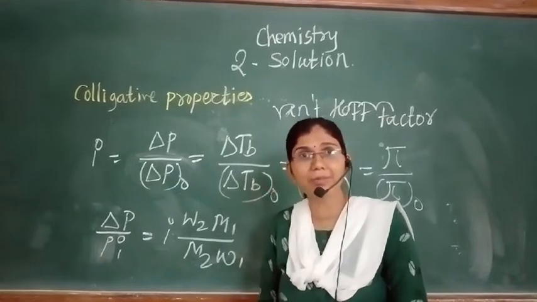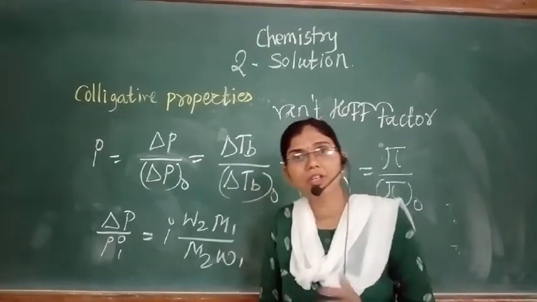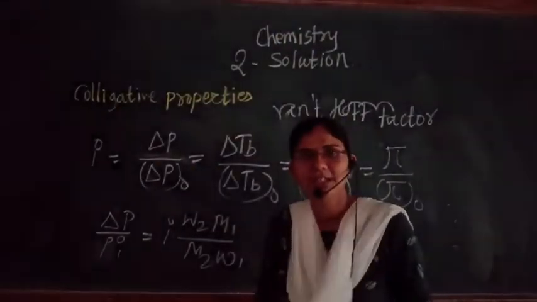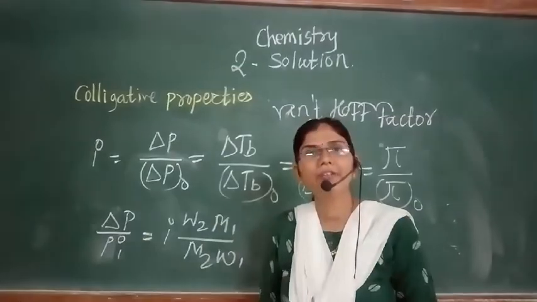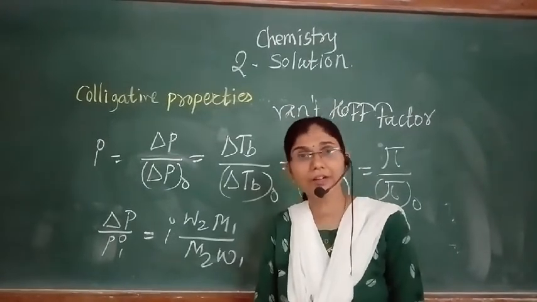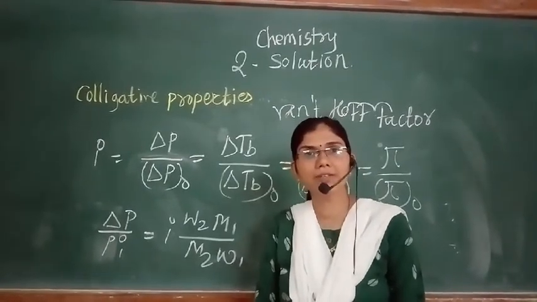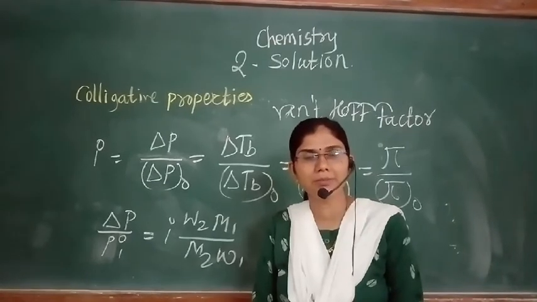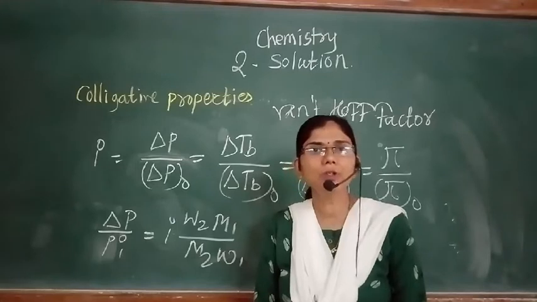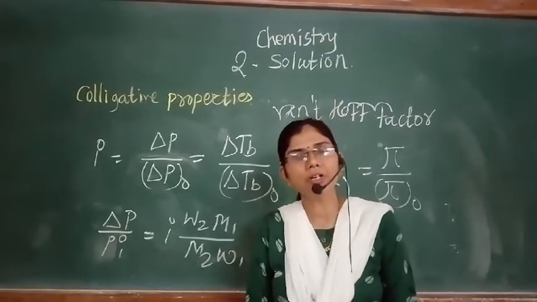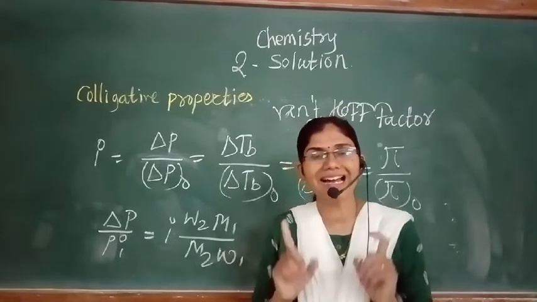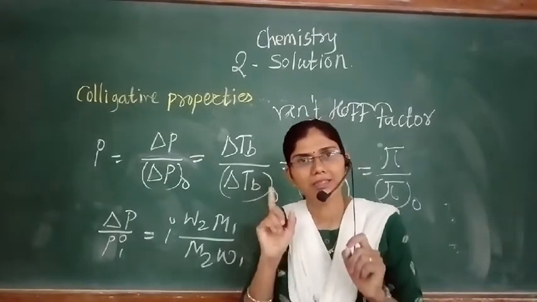That means there is some deviation between the non-electrolytic solution and the electrolytic solution, and that deviation is given by a factor called the van 't Hoff factor. So the van 't Hoff factor gives the relation between the colligative property for the electrolytic solution and the colligative property for the non-electrolytic solution of the same concentration. We have to remember that.